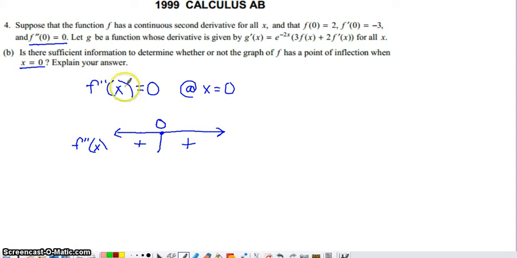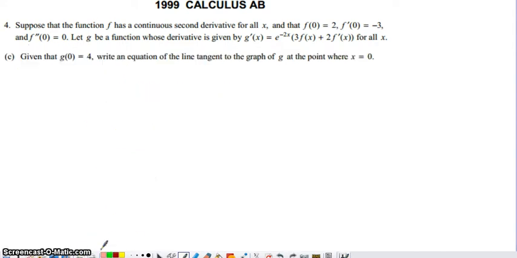So is there sufficient evidence? Nope. And I'm not going to really write out the explanation. We just kind of talked it through over the last minute or so. You should also be able to fit part C in here.